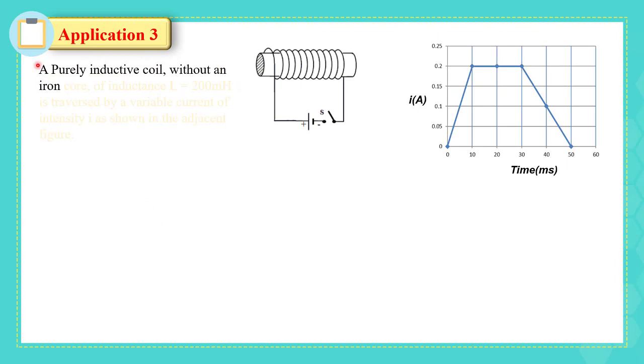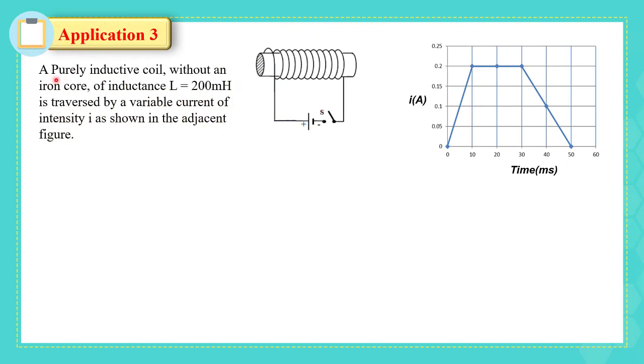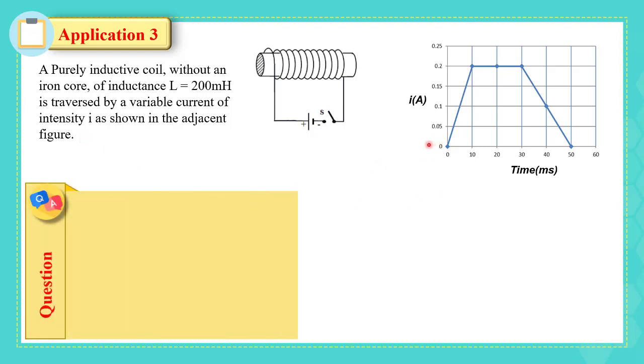Let's now solve application 3. A purely inductive coil without an iron core, of inductance L equal to 100 mH, is traversed by a variable current of intensity I as shown in the adjacent figure. Purely inductive coil means it has no internal resistance.